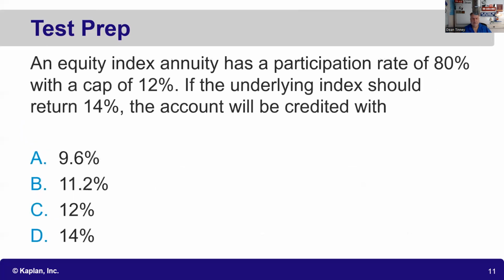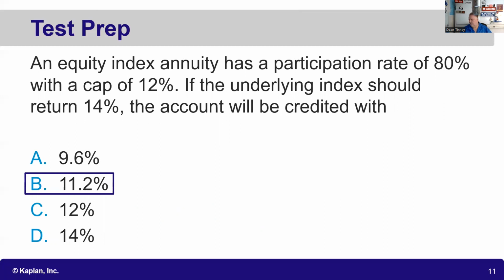An equity index annuity has a participation rate of 80%. So that means they're going to give you 80% of whatever the index does, but in no case are they giving you more than 12%. This is very much on the test. If the underlying index returns 14%, I'm going to take my 14% and multiply it by 0.80. And that is 11.2%, and that isn't above 12. So that looks like it would be my correct answer, right?